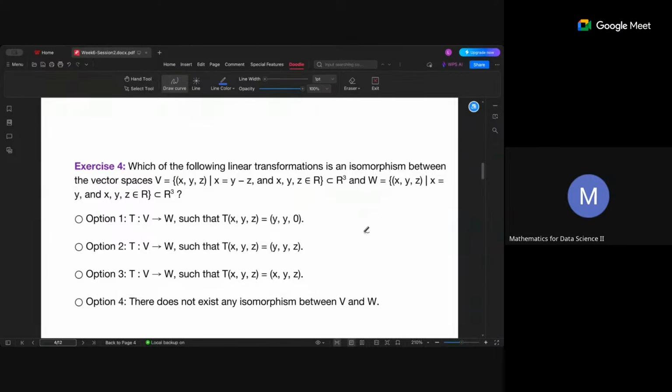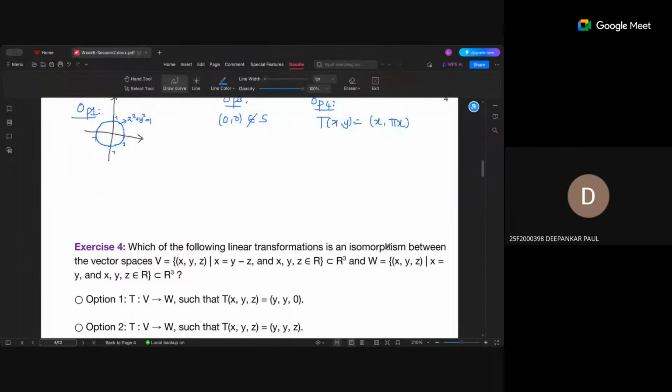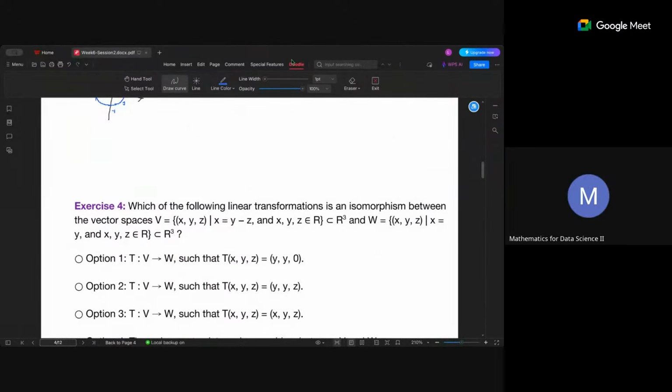Now we are going to see some examples with isomorphism. So can we quickly recall what an isomorphism is? Both one-to-one and onto. Quickly recalling: let's say T is from V to W. For one-to-one, in terms of the null space, the null space of T should be the singleton {0}.